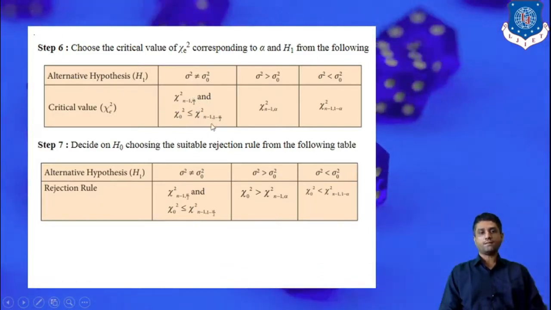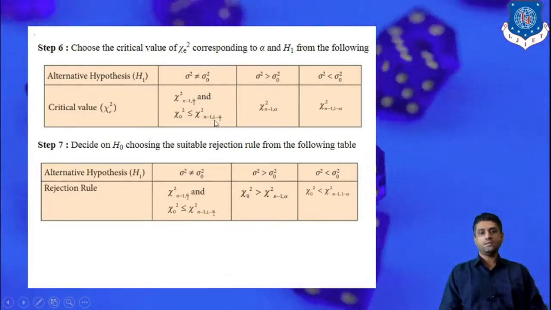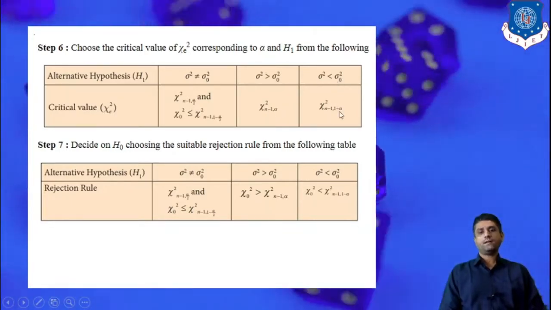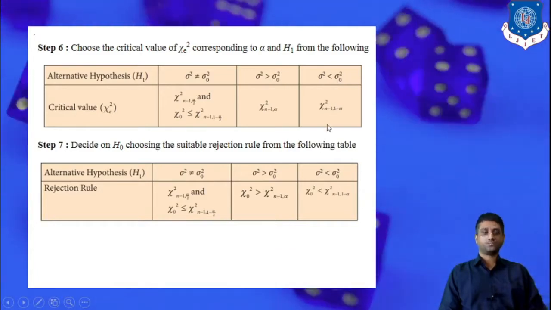Now for two-sided, the degree of freedom is n minus 1 and the level of significance for two-sided is 1 minus alpha by 2. Now the one-sided right alternative test is n minus 1, alpha. Similarly, for the one-sided left tail test, we have to use this one.